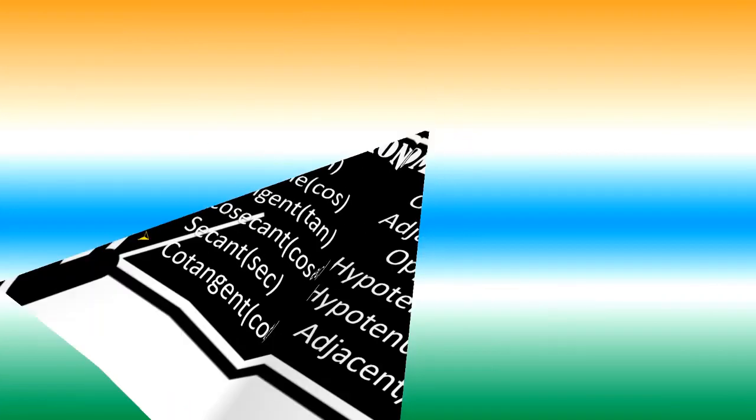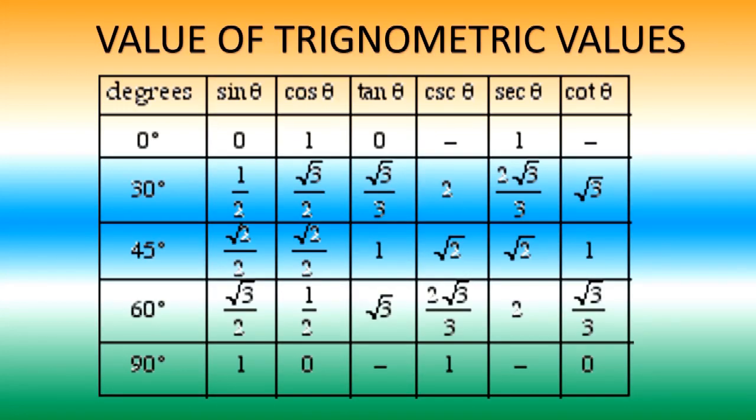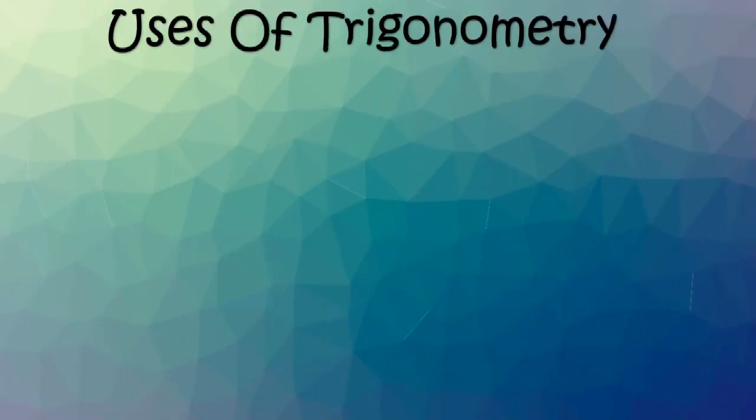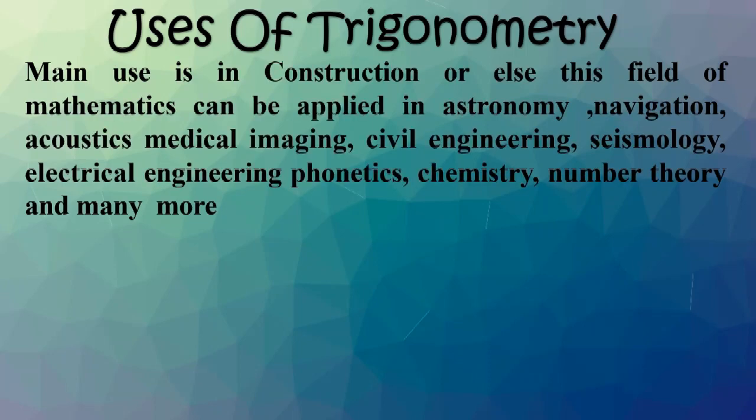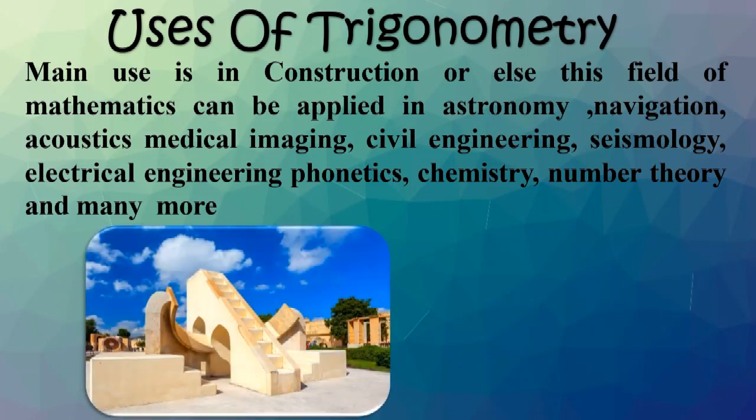Now let's see the uses of trigonometry. Main use is in constructions, or else this field of mathematics can be applied in astronomy, navigation, acoustics, medical imaging, civil engineering, seismology, electrical engineering, phonetics, chemistry, number theory, and many more. Likewise, here are some photos and about the uses of trigonometry. Like it is used in Jantar Mantar and also used in finding the distance between biological animals and humans.